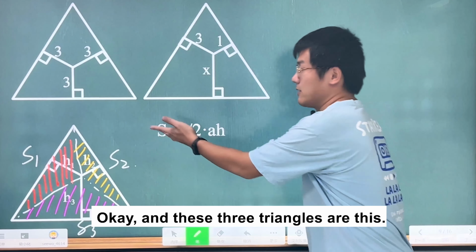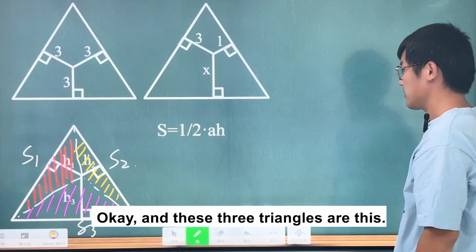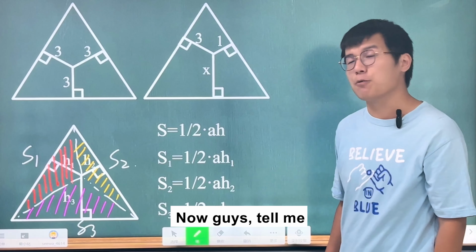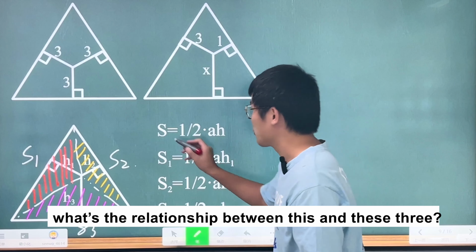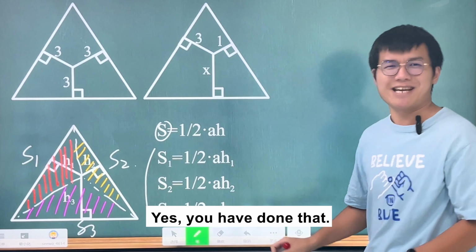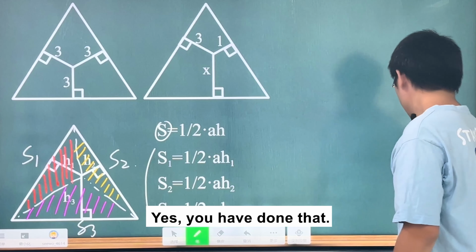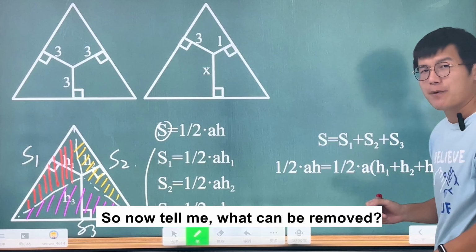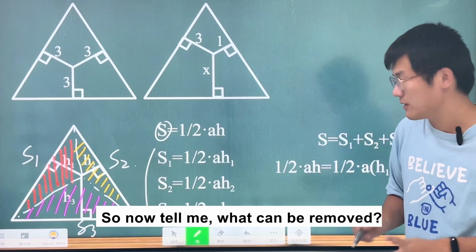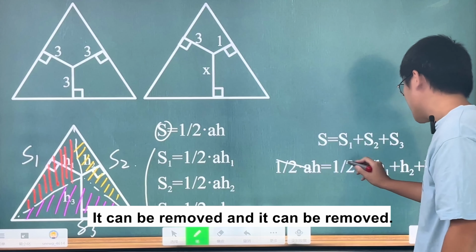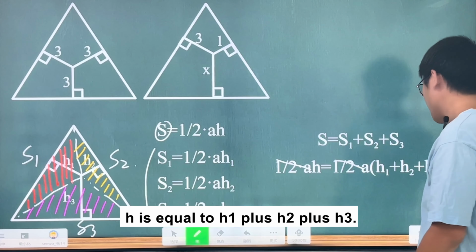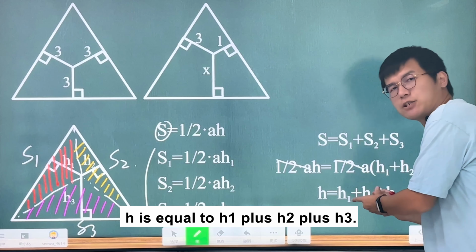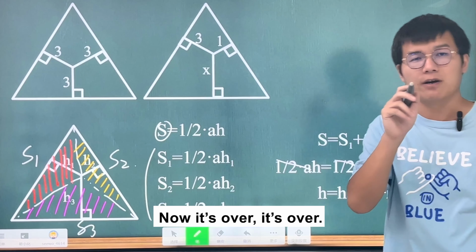Okay, now, and these 3 triangles are this. Now, guys, tell me, what's the relationship between this and these 3? Yes, you have found that. The result is 8. And then, so now tell me, what can be removed? It can be removed and it can be removed. So the result is H is equal to H1 plus H2 and H3. Now, it's over.